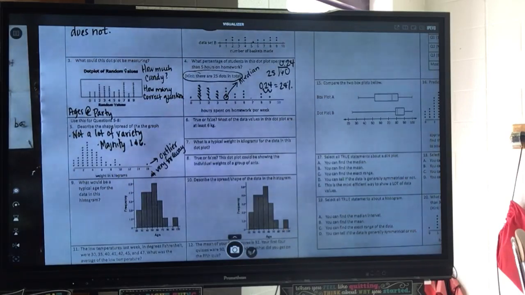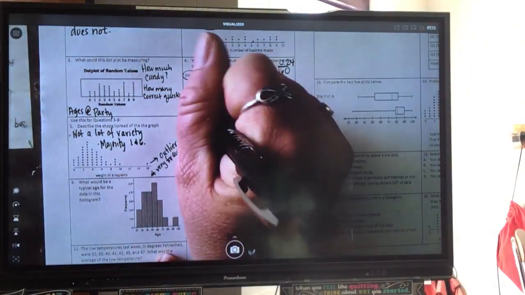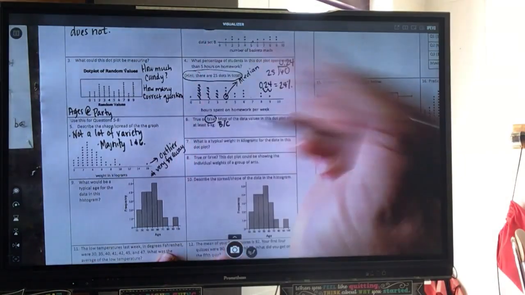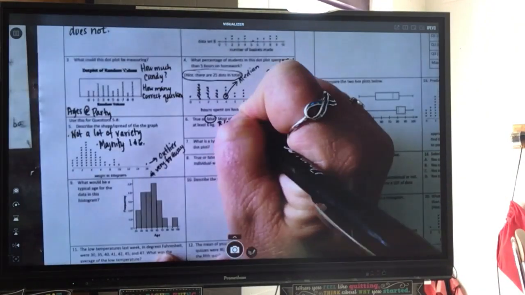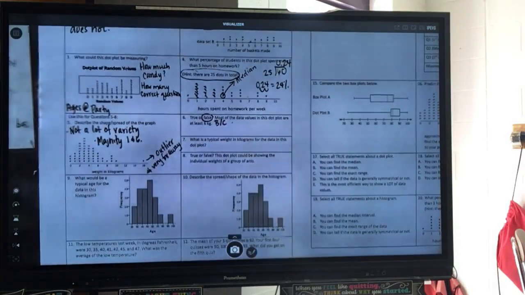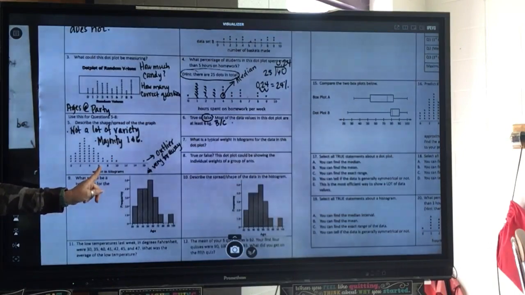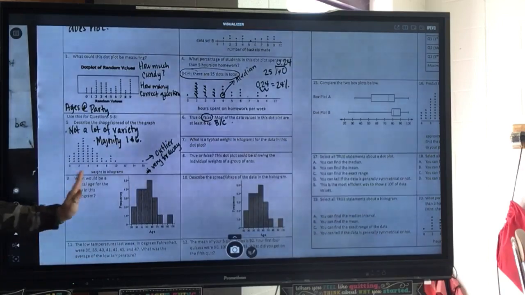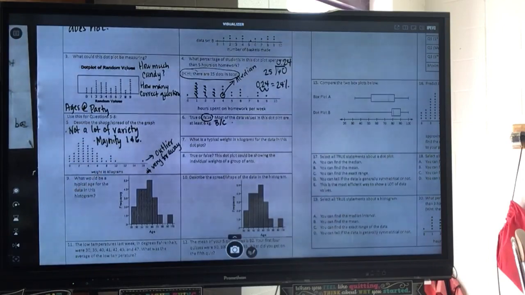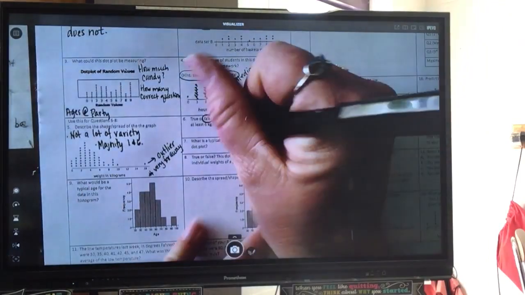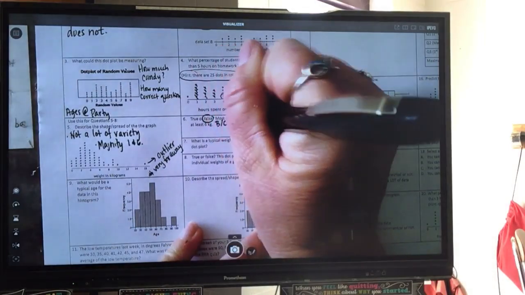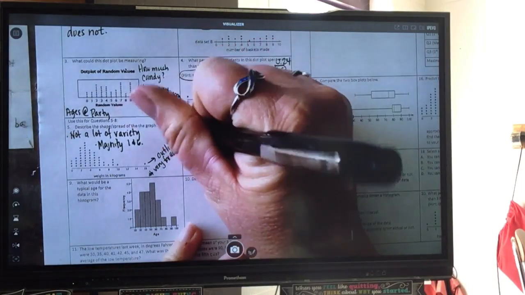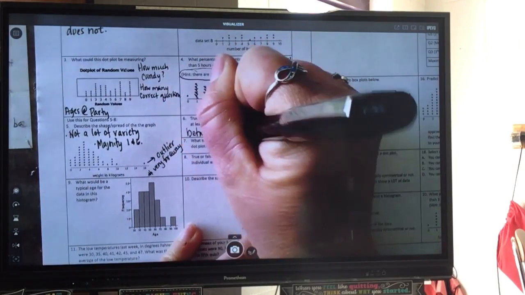Camden, I put false. Why? Well, if we're looking at the dot plot, guys, from 6 to 10, there's a whole lot less data than there is from 0 to 6, right? So it's false. This is not a trick question. It's not a trick question at all. And it's because the majority are between 0 and 6.